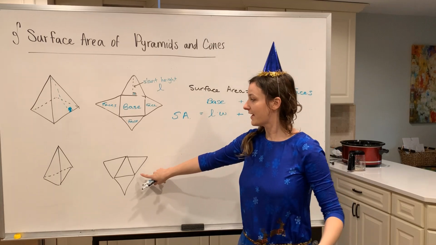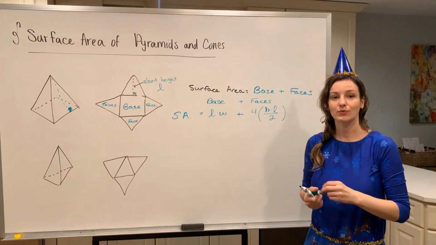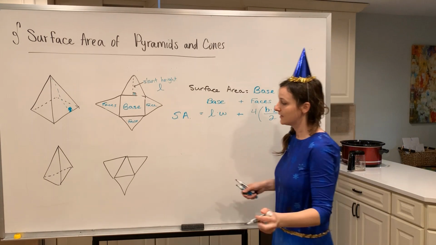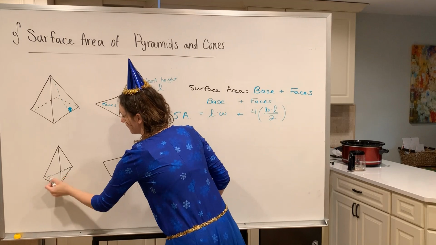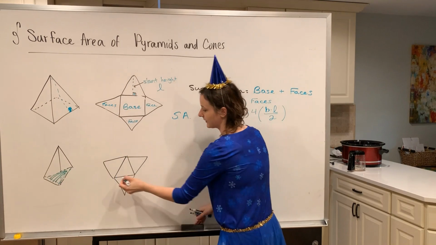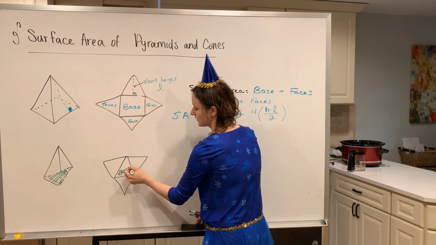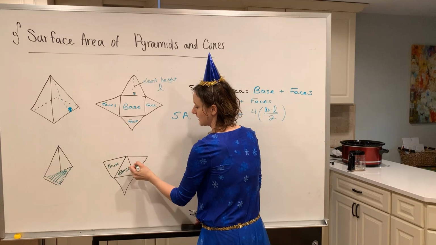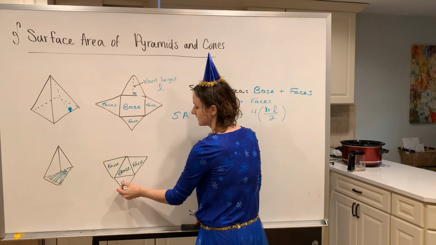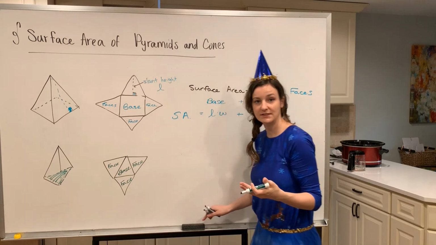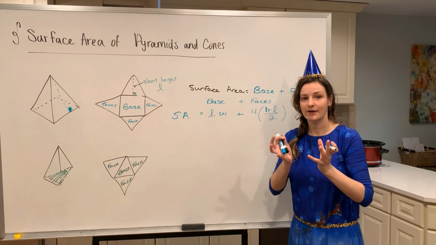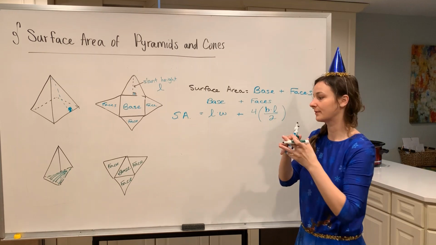Notice here that this pyramid has a triangular base, okay? So here's the base. It is a triangle. And I also have 3 faces. And the reason that this only has 3 faces is because a triangle only has 3 sides. So you only need 3 face triangles to converge up and form your pyramid.